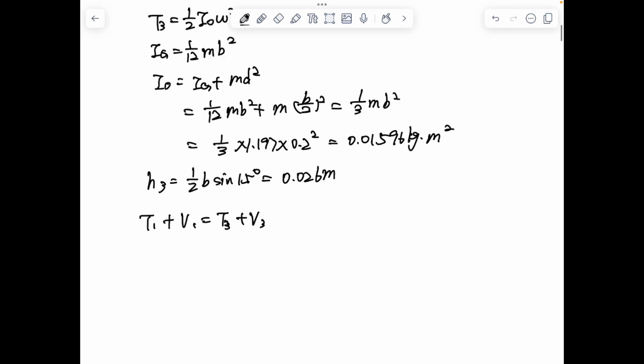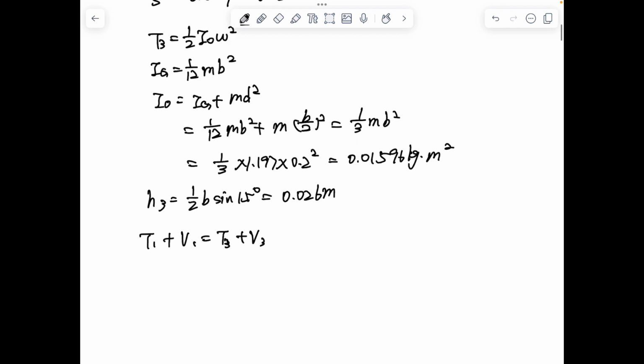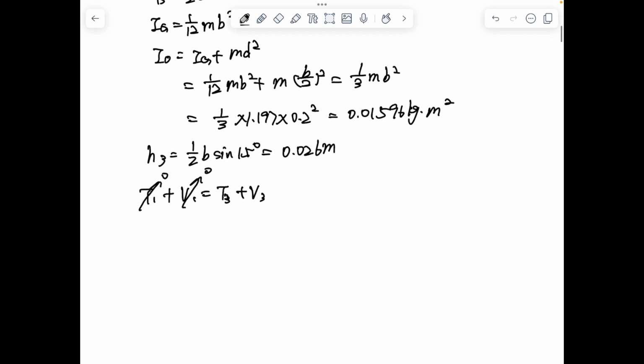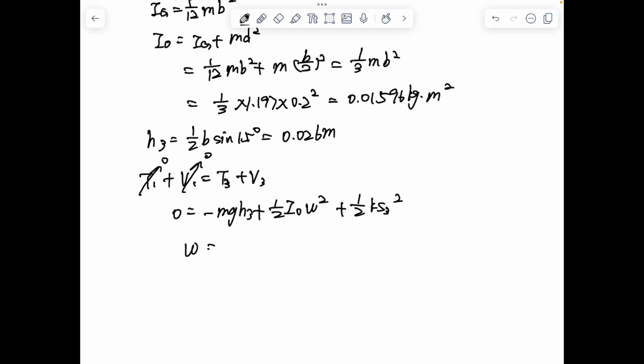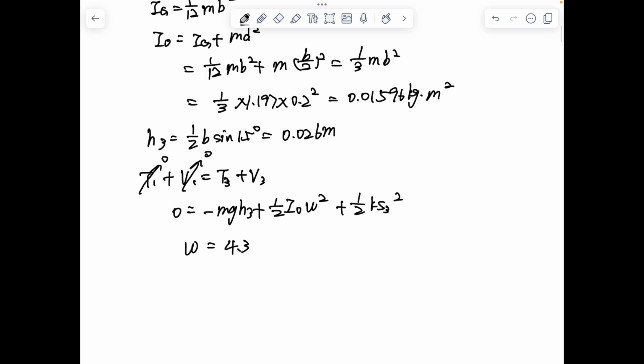Then again, this one is not equal to 0. T1 is equal to 0. V1 is equal to 0. So we have 0 is equal to negative mgh3 plus 1 over 2 IO omega squared plus 1 over 2 ks3 squared. Then omega is equal to 4.36 radians per second.